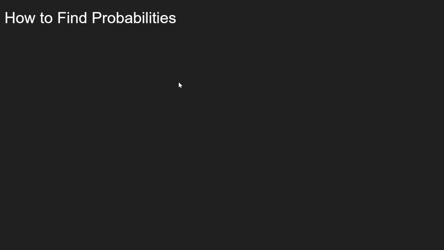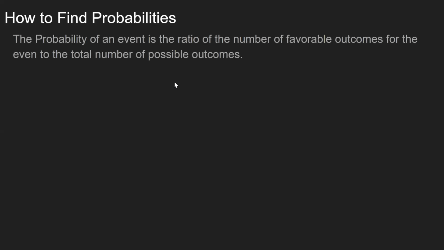In this video, I want to teach you all about how to find simple probabilities. Now, the probability of an event is the ratio of the number of favorable outcomes or successes, like what you want to happen for the event, to the total number of possible outcomes. In other words, the number of things that could occur in the situation.